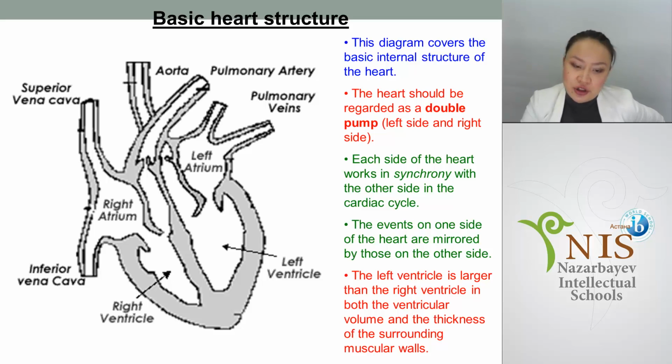The basic heart structure. This diagram covers the basic internal structure of the heart. The heart should be regarded as a double pump, left side and right side. We said about that. Each side of the heart works in synchrony with the other side in the cardiac cycle. The events on one side of the heart are mirrored by those on the other side.